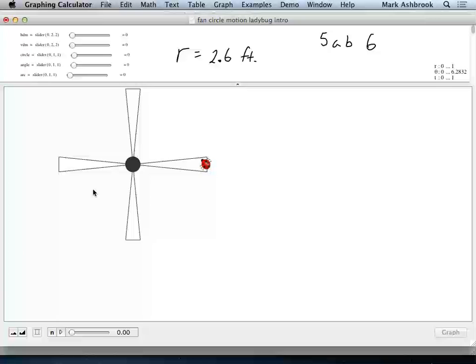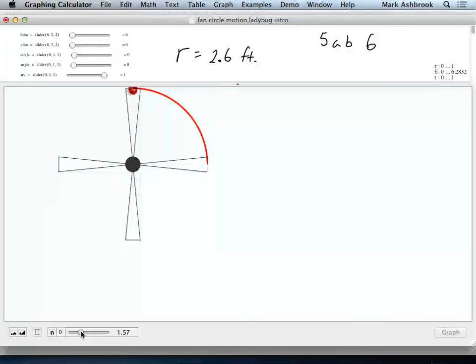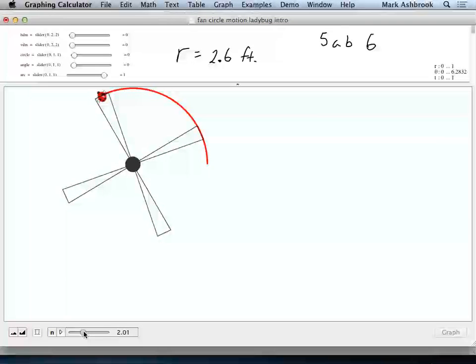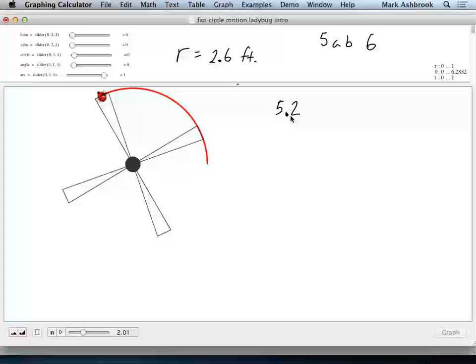If the bug goes 5.2 feet, how many radians were swept out? So if the radius is 2.6 feet and the bug travels an arc length of 5.2, why 2 radians, Faisal? Why does that work? What are you doing by doing that calculation? Because the radius is 2.6. Okay. Travel twice. Right. Good. So the arc length 5.2, we want to know how many radius lengths that is.